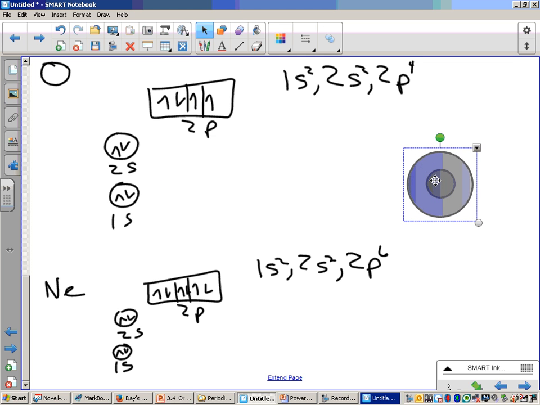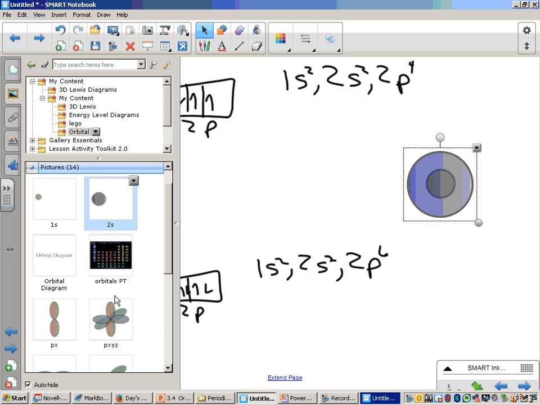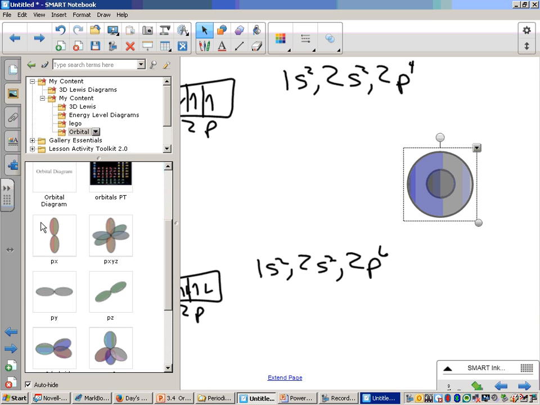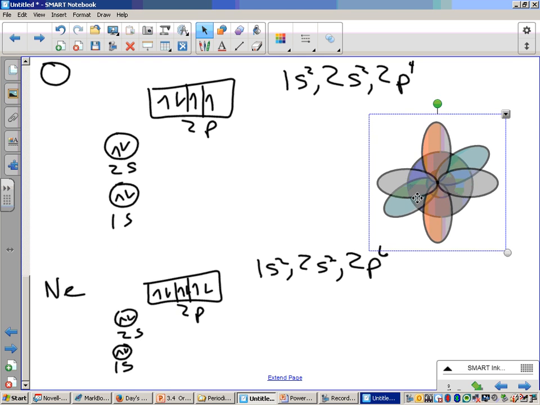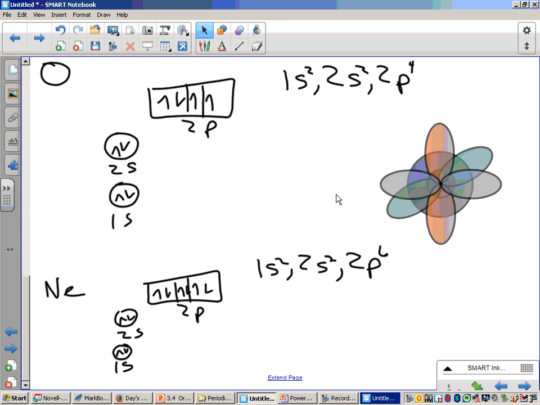So there's my 2s, with the center being where the nucleus is. And then I would need those 3 p orbitals. I could put them on individually as x, y, z, but for the sake of ease, I've built this little guy here to be all 3 of them. And so there they are right there. Let me just get it straight on the center. And that would be what we feel neon looks like.